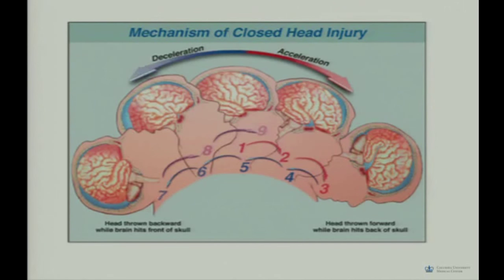So this type of closed head injury can result in both focal and diffuse brain injuries. The focal injuries can be contusions in the forebrain and the hindbrain, so frontal lobe and occipital lobe, and diffuse axonal injury from the rapid acceleration and deceleration.